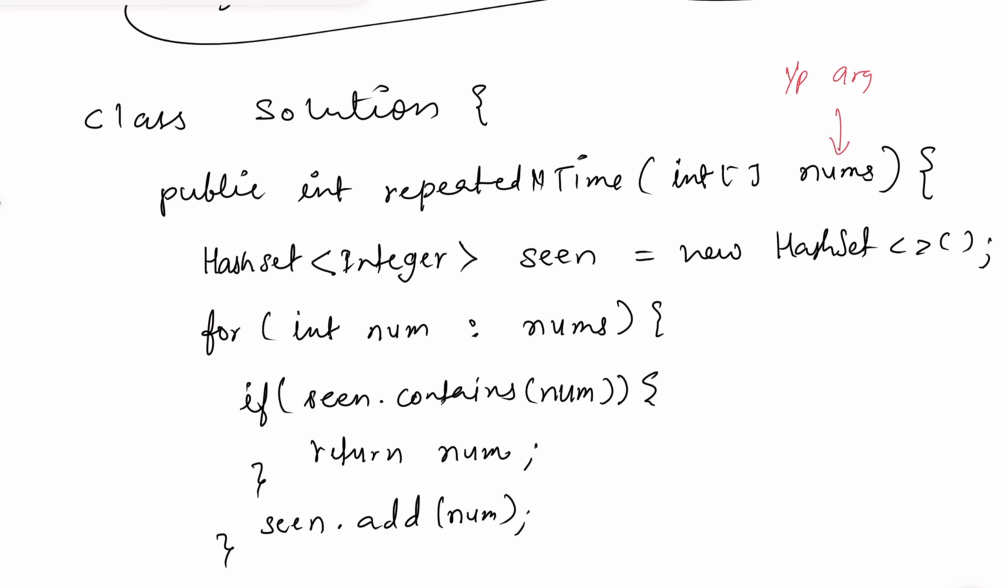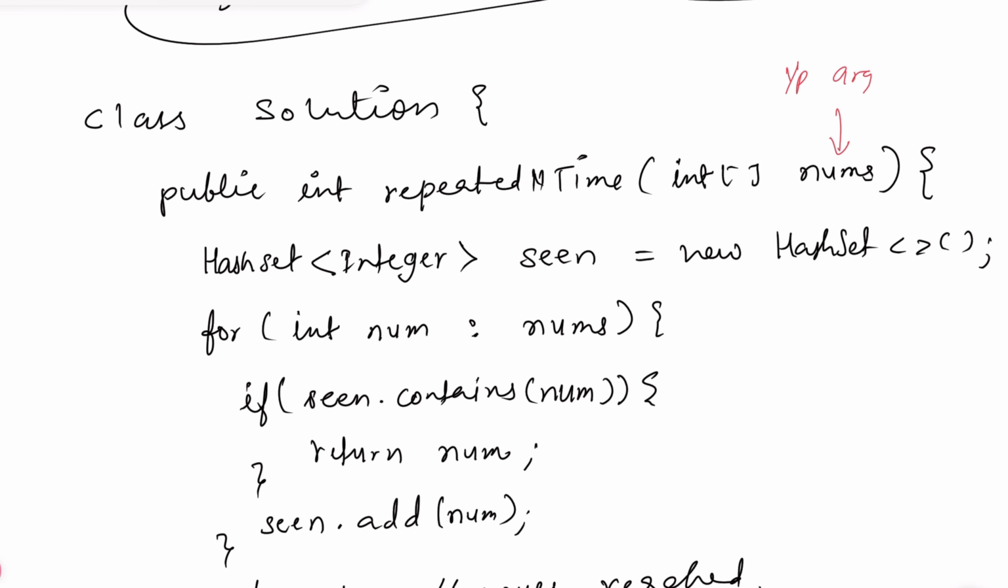Once the loop is done, you will return -1, which will never be reached. Then we'll close this method and this class.